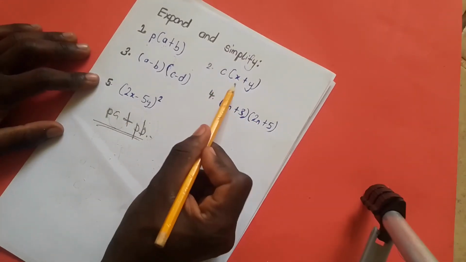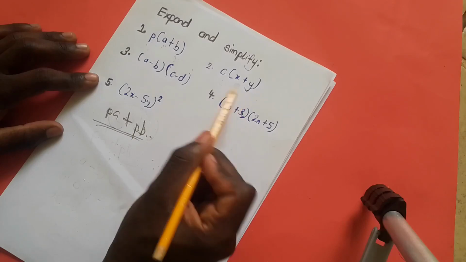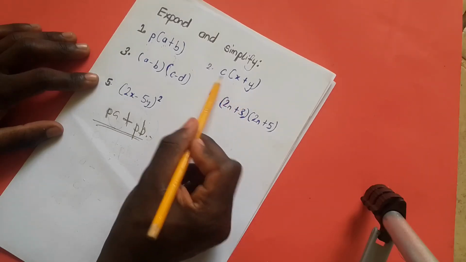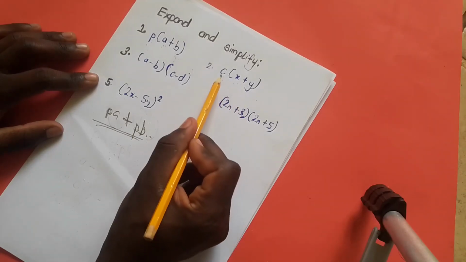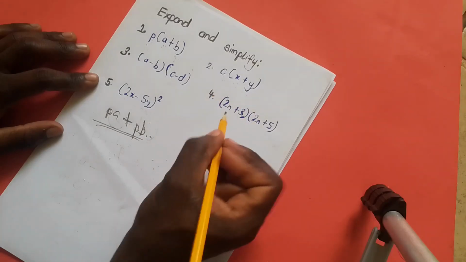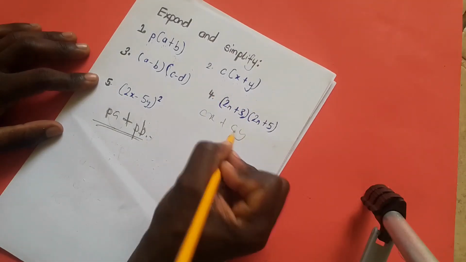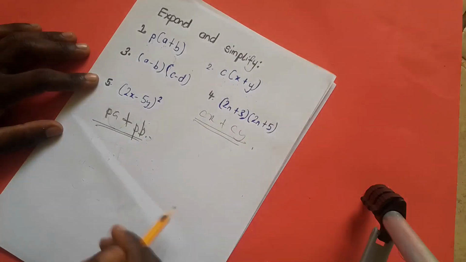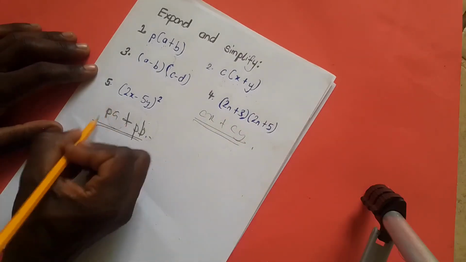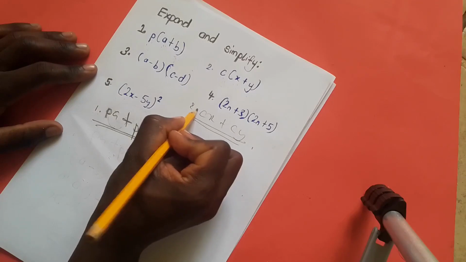Okay, so number 2 is one and the same thing. C will multiply each and every term in the bracket, leading to Cx, which is C times x, plus C times y, which is Cy. So the solution for question 2 will be Cx plus Cy. That's the solution for question 2. So this is the solution for question 1, this is the solution for question 2.